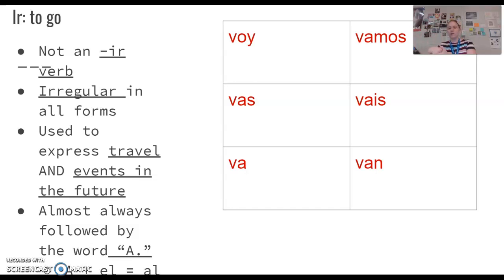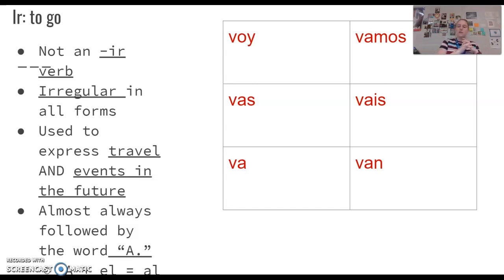It is almost always followed by the word a. There are a few exceptions, like ir de compras, ir de pesca, ir de camping, ir de vacaciones. So to go shopping, to go camping, to go fishing, to go on vacation. But those are not nearly as common as the a.